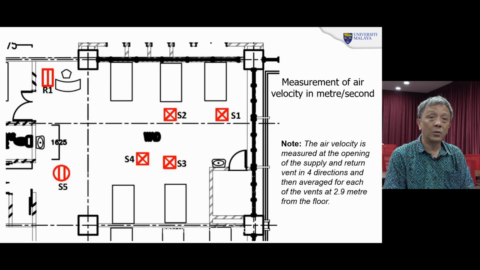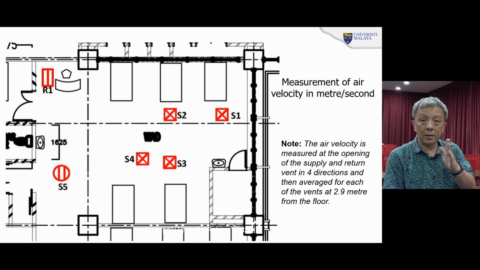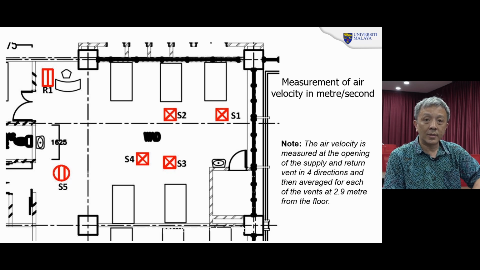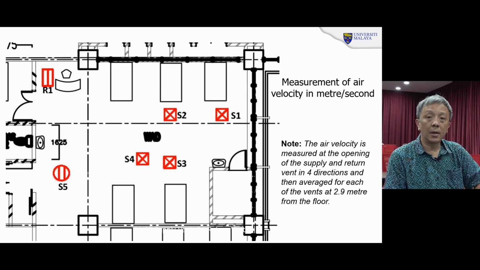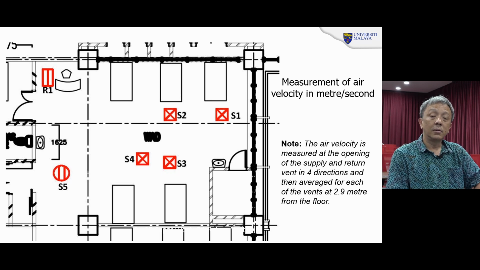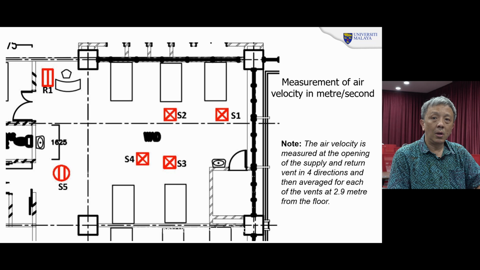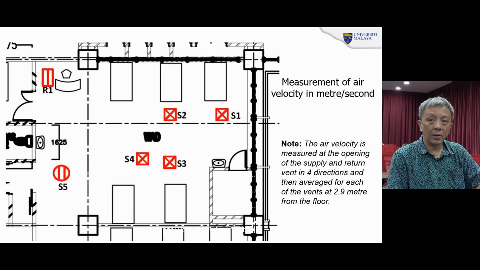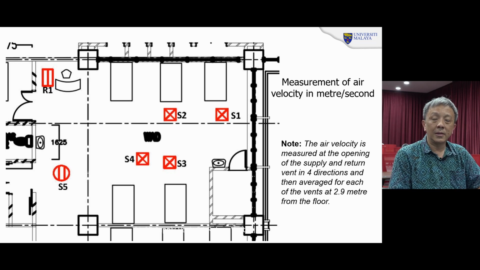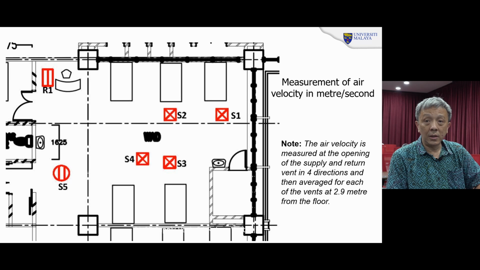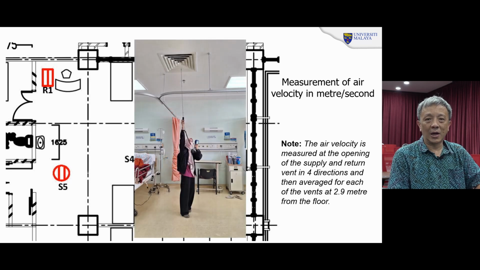So what we did was, we went to the room from our side. Our safety engineers and safety technician went to the open ward and measured the size of the room, measured the height of the area, and then collected airflow velocity in 4 directions from each of the vents, and then averaged it out.